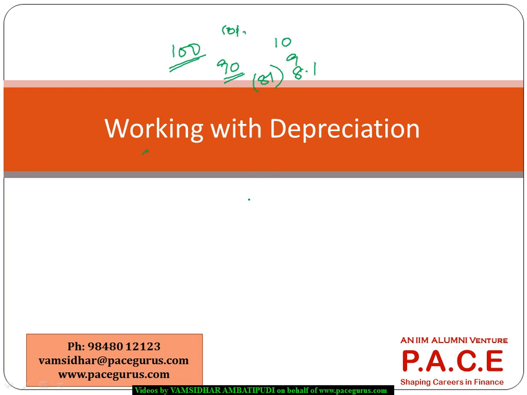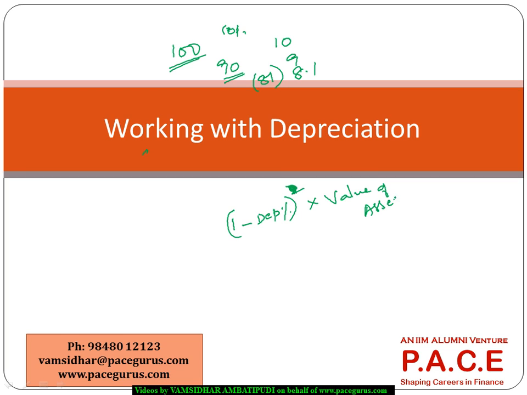So in a general way, how can I write it? 1 minus the depreciation percentage. This number I will take to the power of, let's say 0 if it is the first year, 1 if it is the second year, and 2 if it is the third year of the value of the asset.